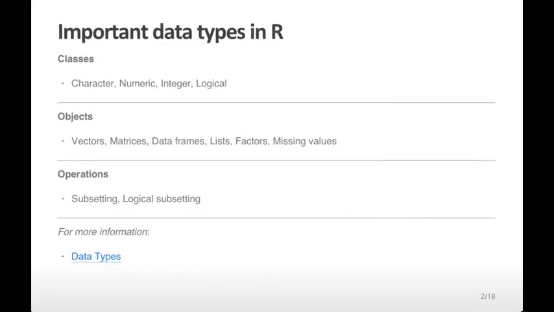First, we're going to talk about the important data types in R. The classes of data types that you can have, such as characters, numeric values, integers, and logicals, as well as objects like vectors, matrices, data frames, lists, factors, missing values. And then we'll talk a little bit about operations like subsetting and logical subsetting. For more information, see the data type video that's created for the Computing for Data Analysis class, and it's also included as background material for this course.